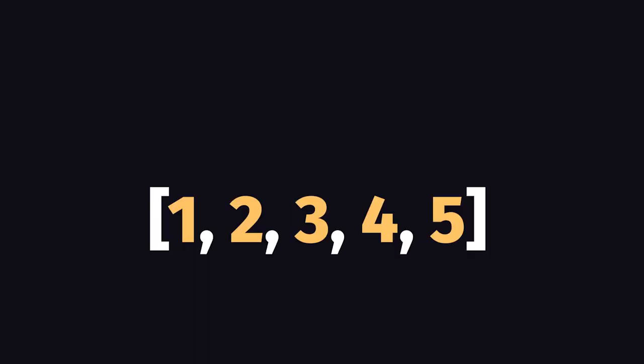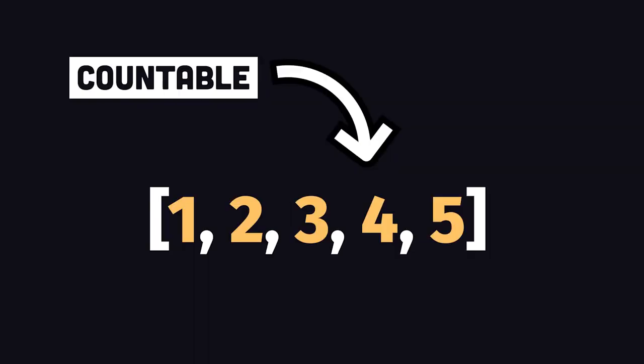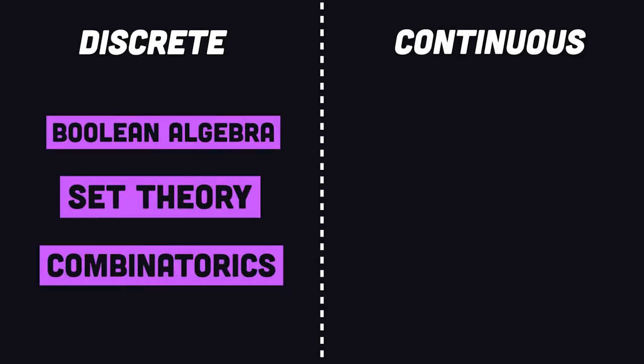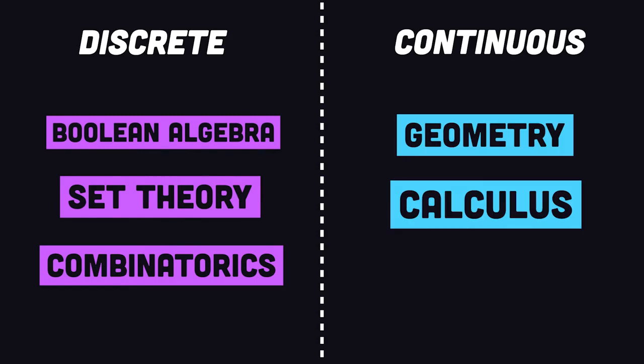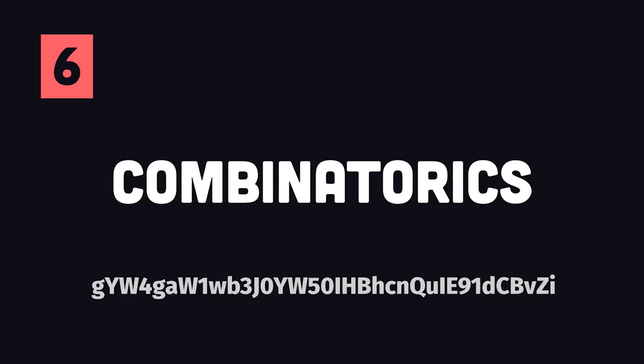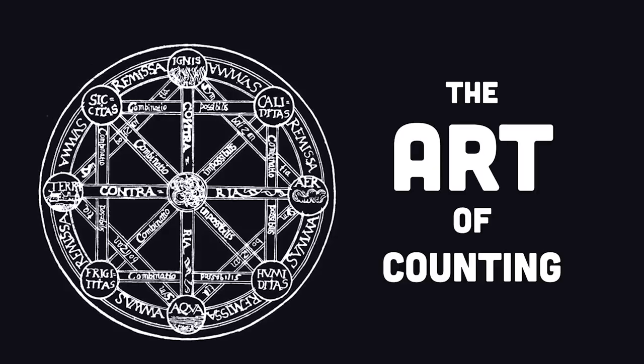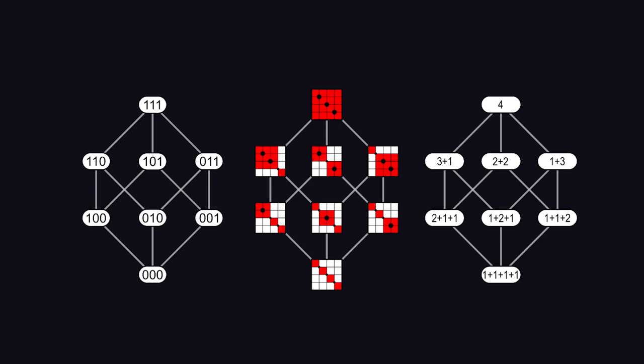Now, one thing that's important to notice at this point is that we're talking about structures that have a finite number of elements, which falls under the umbrella of discrete math, as opposed to continuous math like geometry and calculus that deal with real numbers and approximations. And that brings us to our next discrete topic, combinatorics. Simply put, this is all about counting things, especially when combining sets into combinations or permutations.